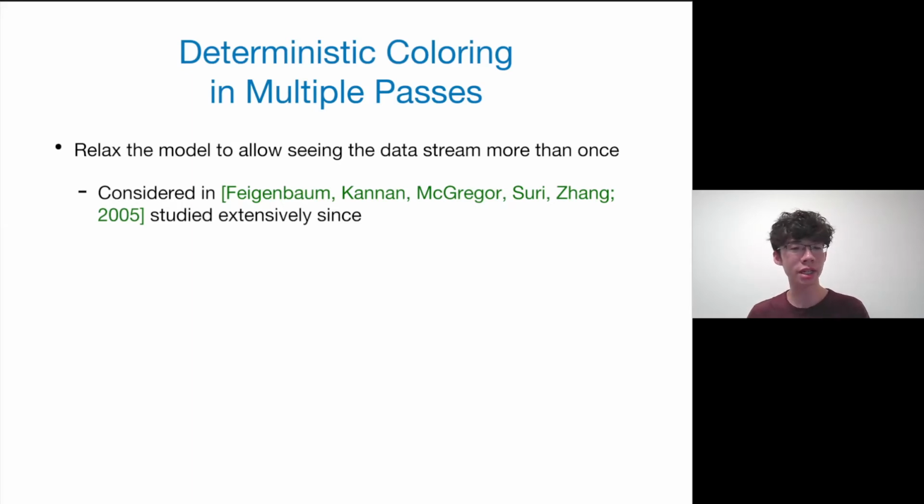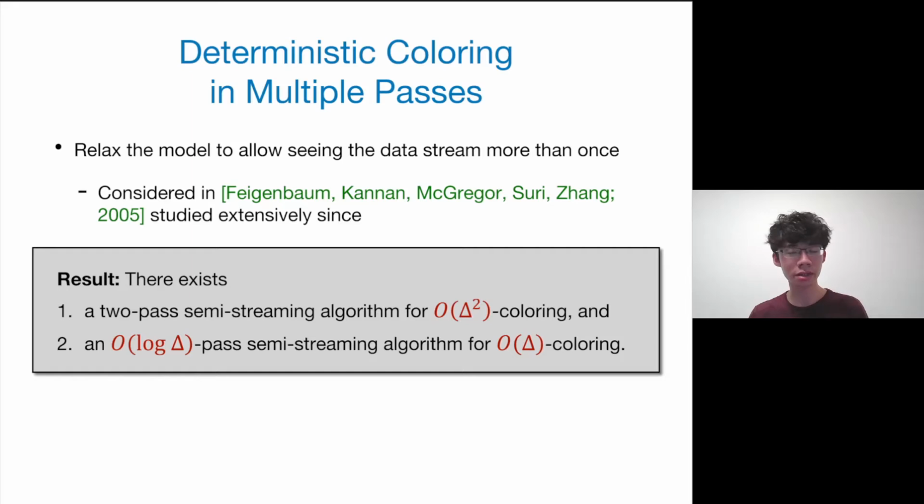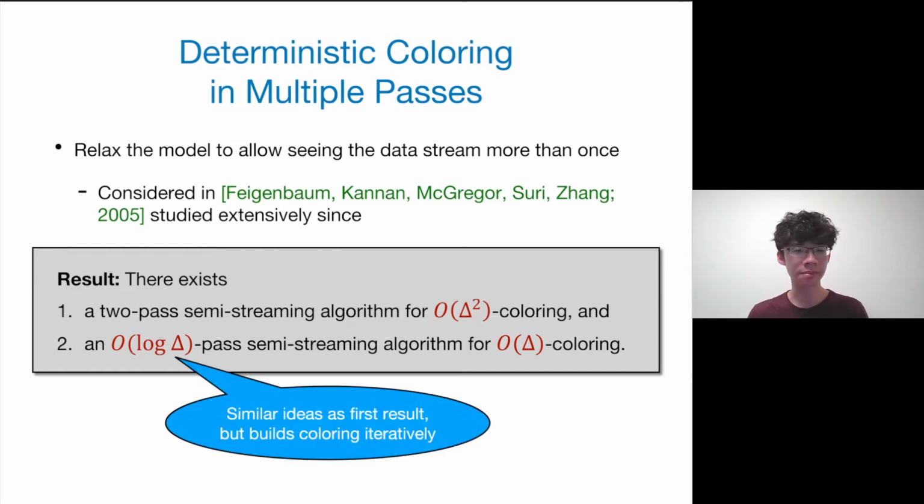So this relaxation is kind of common. And then under this, we get that there are some deterministic streaming algorithms for coloring. There's a 2-pass semi-streaming algorithm for delta squared coloring and a log delta pass algorithm for delta coloring. The second, log delta pass algorithm has similar ideas to the first result, which I'll show you in a second. But in contrast to that one, we're using a few more passes to build the coloring iteratively, and get a little bit better bound on the number of colors used.